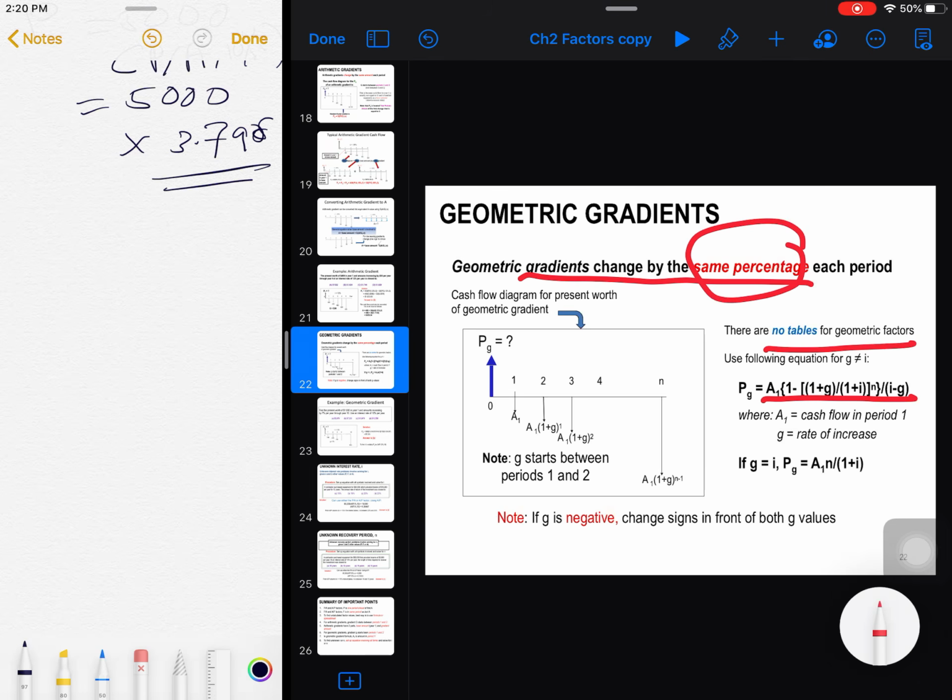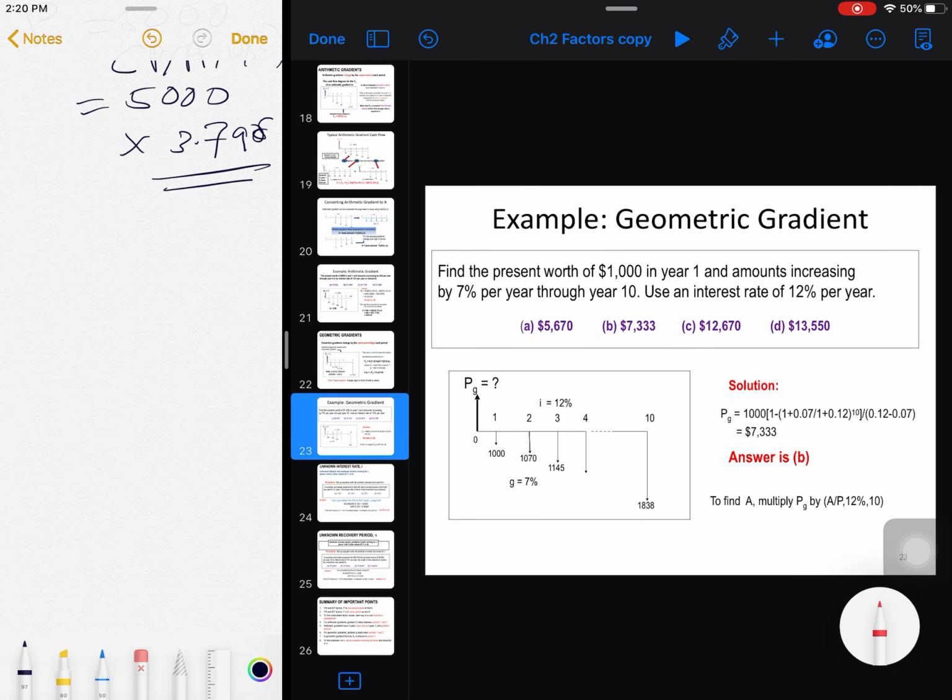Okay, if G does not equal i, PG equals A1 times (1 minus (1 plus g) over (1 plus i) to the power n) divided by (i minus g). This is how we write the present worth value if you want to use geometric gradients. Okay, example is over here.